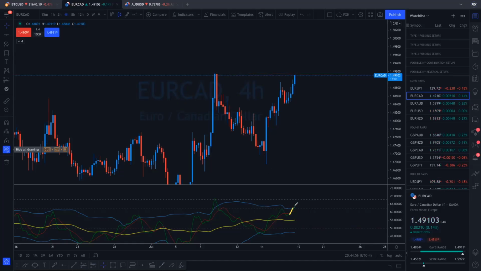So you might get something like this on the green. The green line might do something like this, and then the blue line might be like that. The red line might be something like that. But you just gotta wait. Let them show you what they're doing.